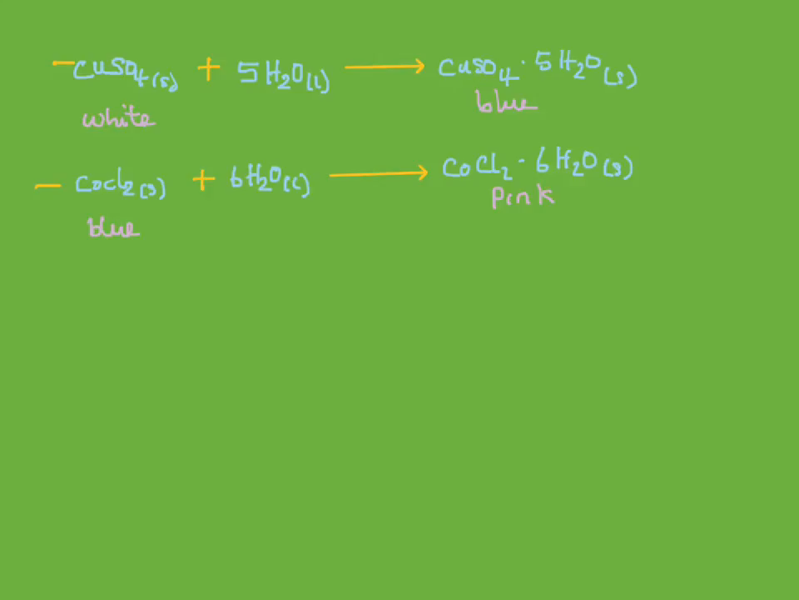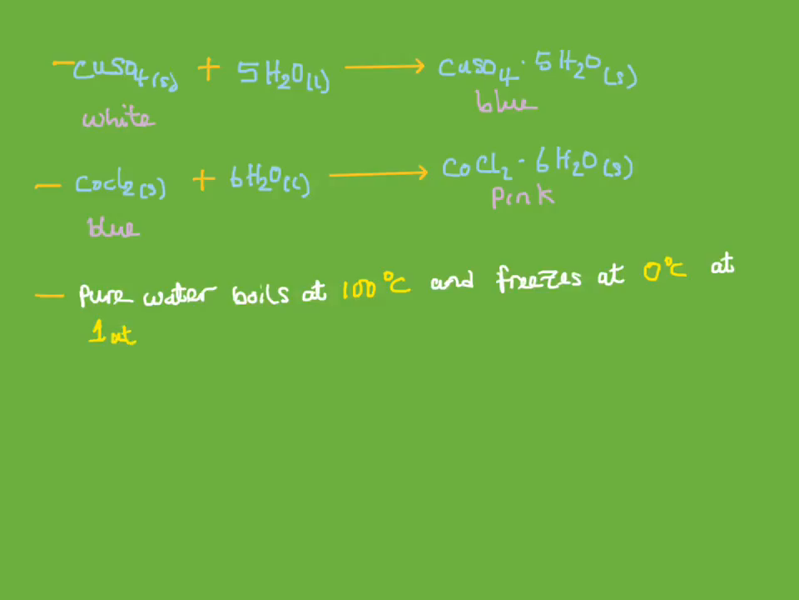To find out if a liquid is pure water, its boiling point or its freezing point must be measured. Pure water boils at exactly 100 degrees Celsius and freezes at exactly 0 degrees Celsius at 1 atmospheric pressure.